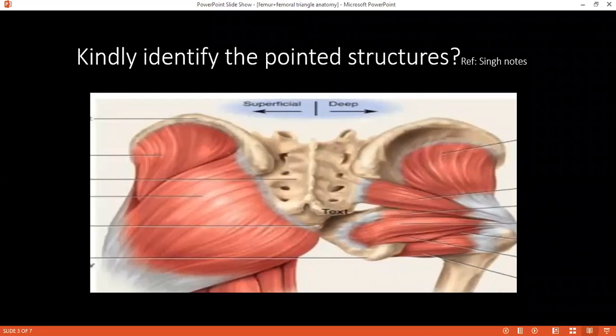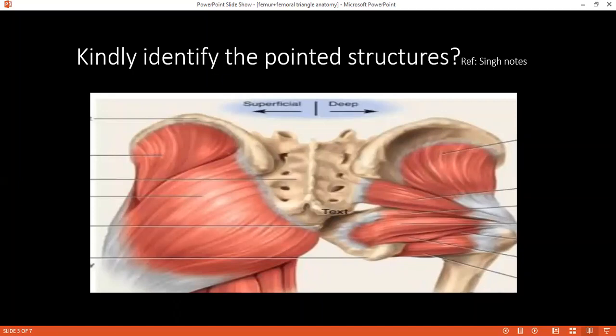Can you please tell me, if you would have to check the sensations, what is the dermatome of the gluteal region? How would you confirm that? So S2, S3 and S4.